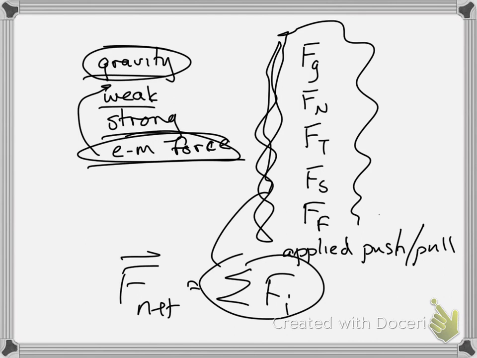Okay, so the centripetal force is not a force that belongs in F net or as one of the sum of all the forces that belongs in your free body diagram, because the centripetal force is just the force of this list of 1, 2, 3, 4, 5, 6 forces, including an applied push or pull. It's the force which causes the thing to move in a circle.